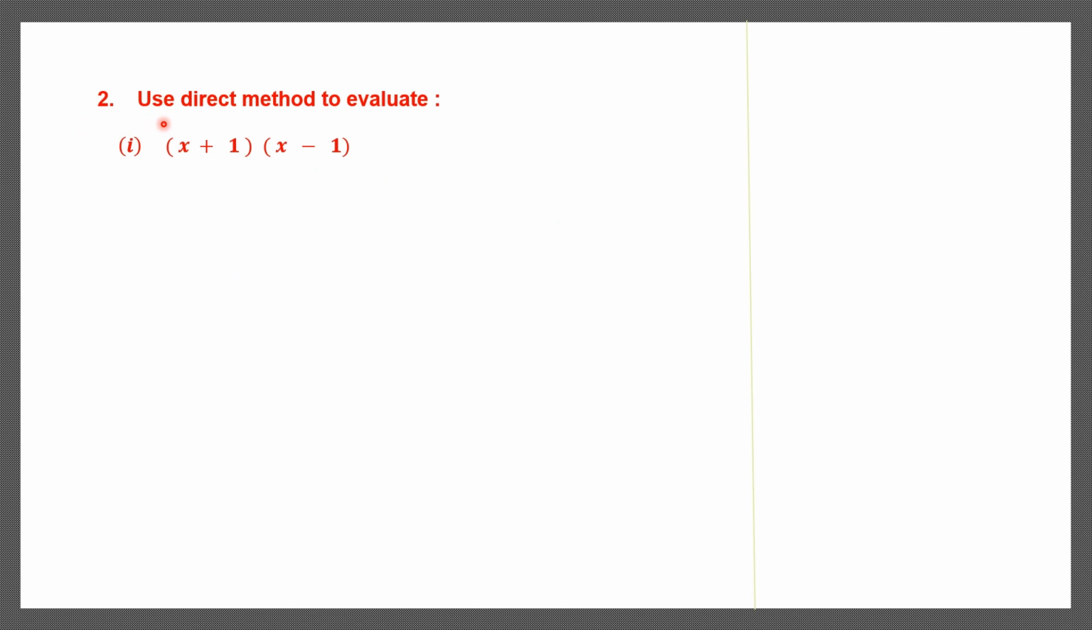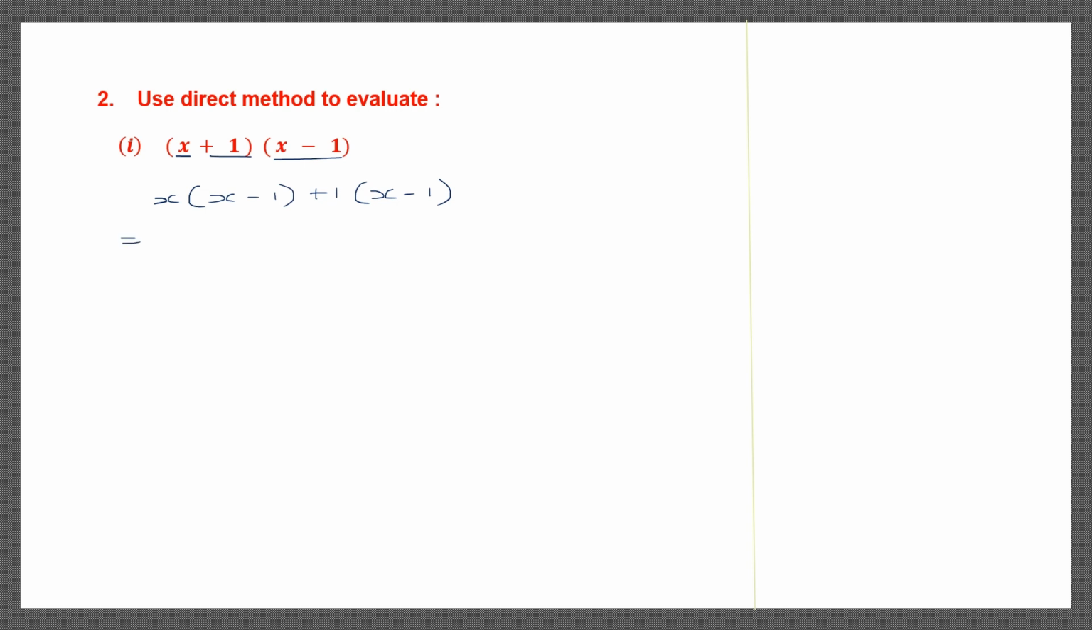Question 2, use the direct method to evaluate this. Okay, again it's multiplication of two binomials. Now there is one way that you can do, that is by the normal multiplication method, where we write it this way. We take the first term and multiply this whole binomial, like this, x into x minus 1. We'll work out both, okay? And then we have plus 1 into x minus 1.